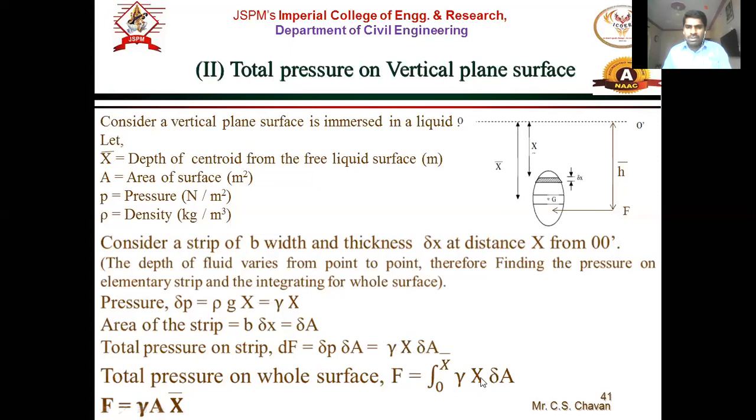So the same equation, that is the integration of the total pressure on the strip. So the total pressure now becomes F is equal to gamma A x bar, right? So the maximum limit will be x bar. Therefore gamma remains constant, right? Delta A is nothing but the area of the whole surface A, and the upper limit is x bar. So the total pressure acting over the surface is again gamma A x bar.